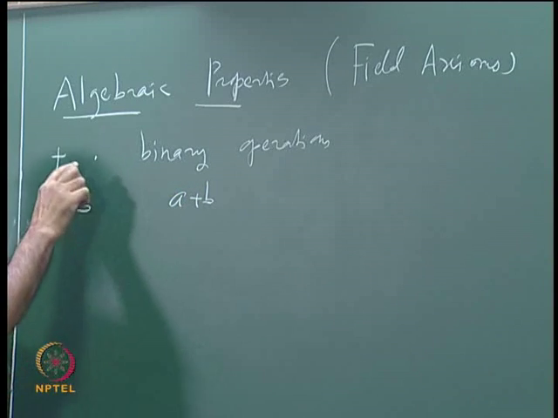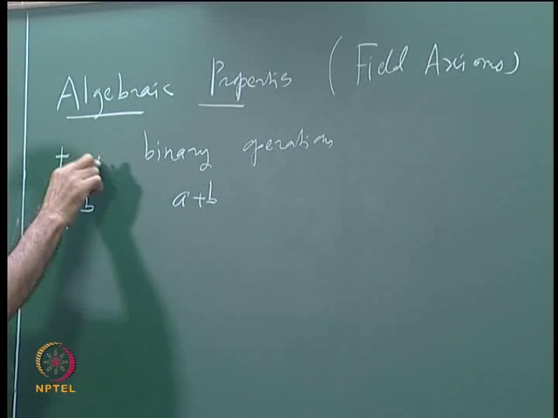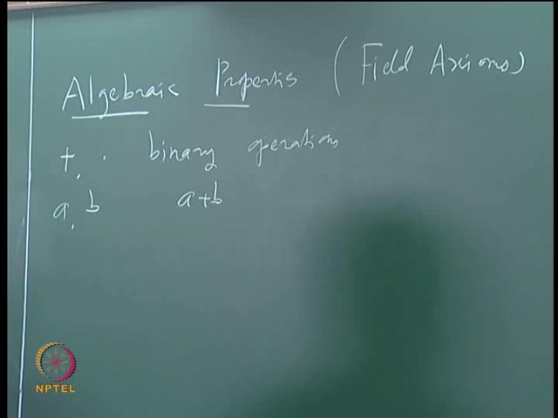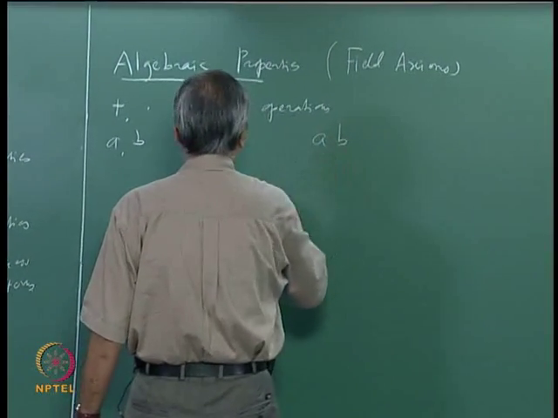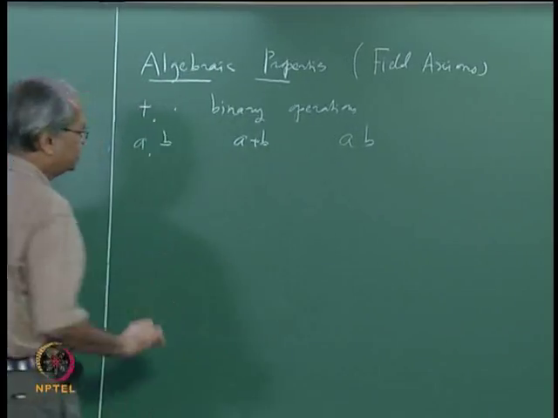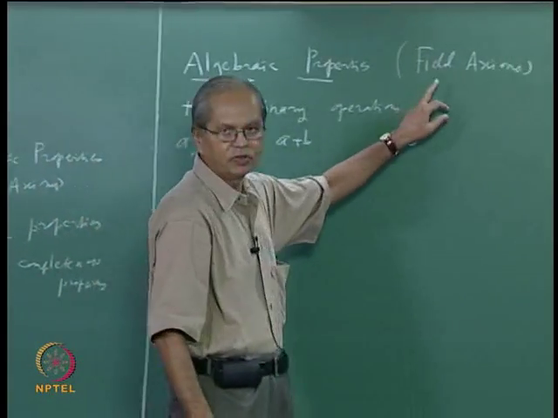The product, since this dot is an operation, we should denote it by a dot b, but it is quite customary to forget about writing the dot and just write a followed by b. Okay. So ab. And these operations satisfy some properties, and those are the ones which are called field axioms.